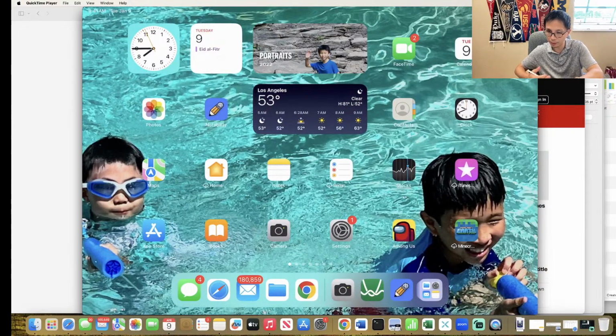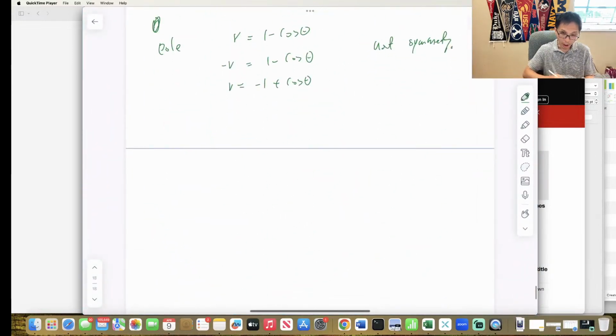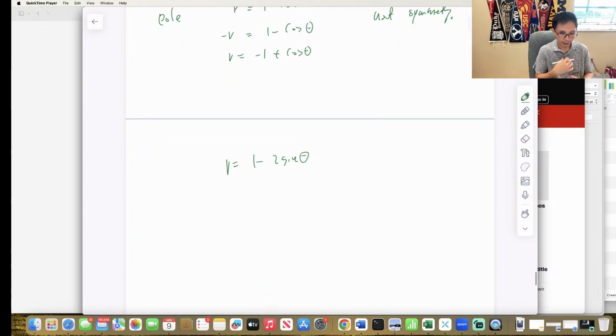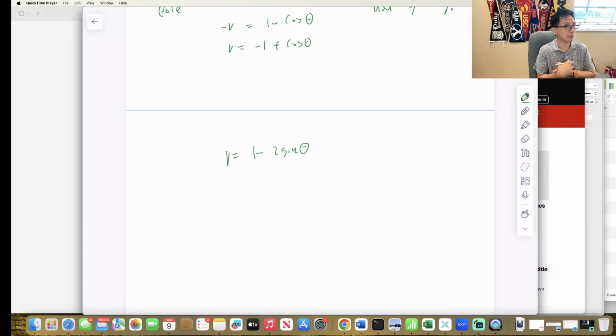Now what we're going to do is look at another type of graph. Let me show you another type of graph and its symmetries. We're going to look at r equal to 1 minus 2 sine theta. What if I have r equal to sine 2 theta? Is this symmetric with respect to what? The first thing you do is replace theta with negative theta.